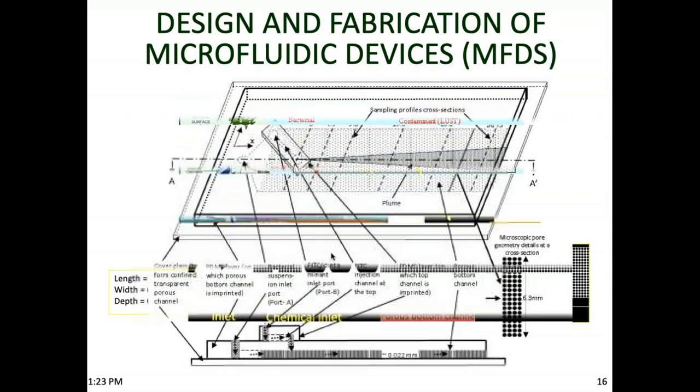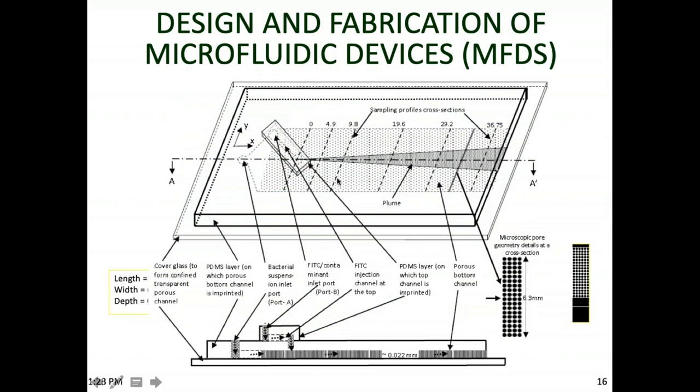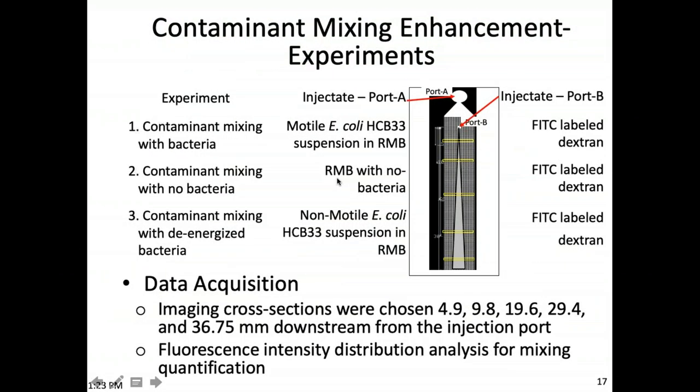And then we're looking at dispersion of this dye, basically. So this is the kind of schematic. We wanted to look at whether the bacteria help in enhancing contaminant mixing. So we have bacteria coming in the bottom channel, and at this point here we were injecting this tracer dye, and we would expect this plume to form, right? What we were looking at is, if bacteria are moving, would that help in broadening this plume, and how would that affect it? That's what we wanted to study.